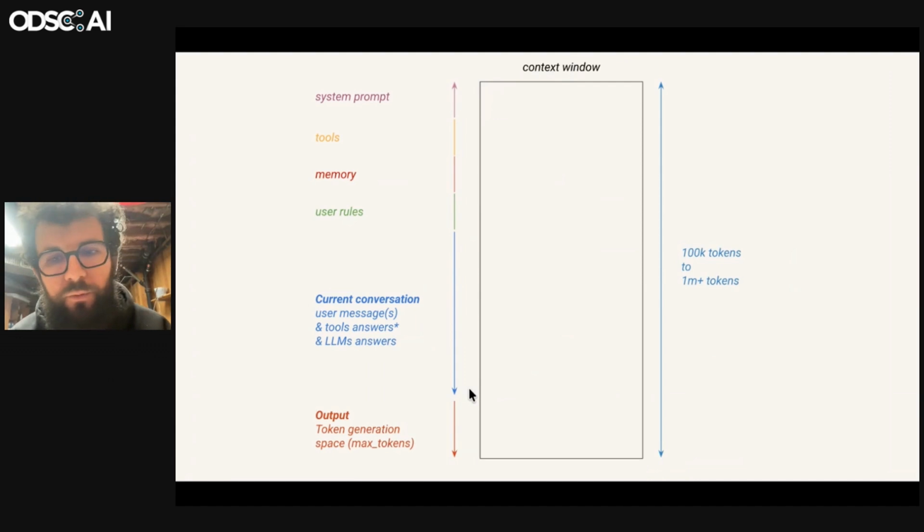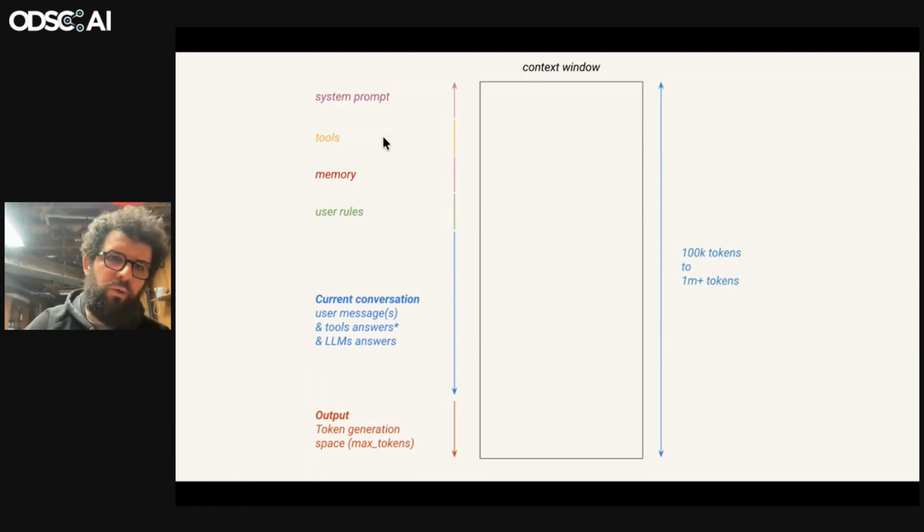This is a way to schematize what a context window is, and the context window is 100K tokens to 1 million plus tokens, it can be 2 million, for instance, for Gemini, or even more. And the way you structure the context window is super important. I would say that you should try to structure it this way.